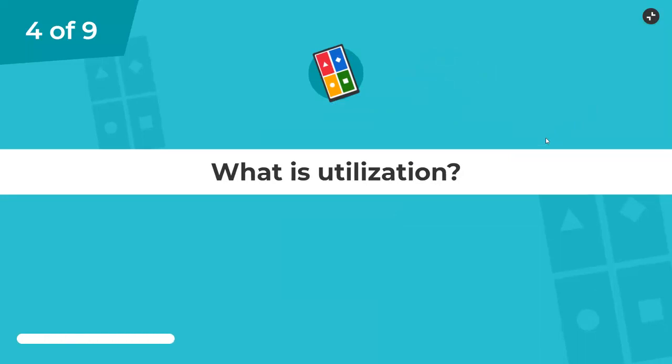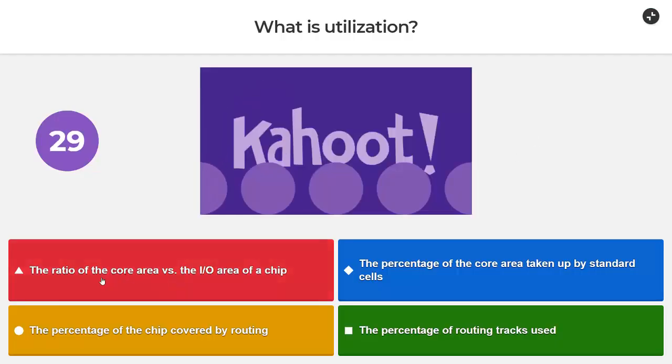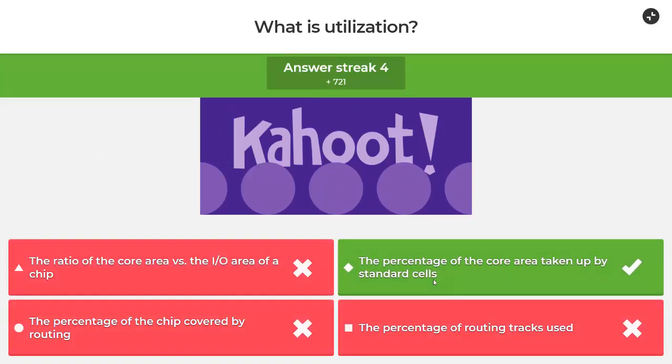Question number 4. What is utilization? The ratio of the core area versus the IO area of a chip, the percentage of the core area taken up by standard cells, the percentage of the chip covered by routing, or the percentage of routing tracks used. Well, utilization is basically this, the percentage of the core area taken up by standard cells.